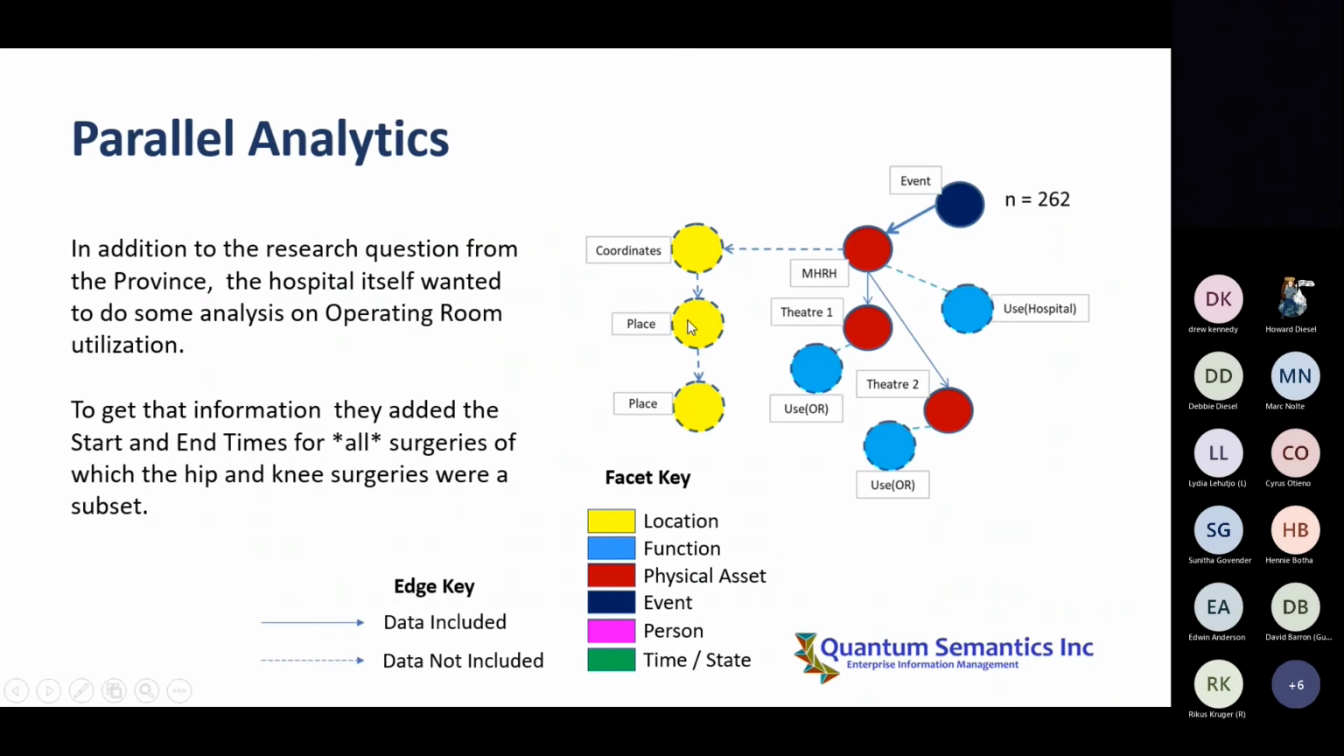In addition to the request from the province, the hospital itself, the facility, wanted to know things like room utilization, and so we built them a graph as well. Here's the event. There are 262 surgeries. This is the physical thing called the Medicine Hat Regional Hospital. I've used the abbreviation to keep it short. This is where it's located. These were not provided, but we know this from other data sources. It has 2 operating theaters, Theater 1 and Theater 2.